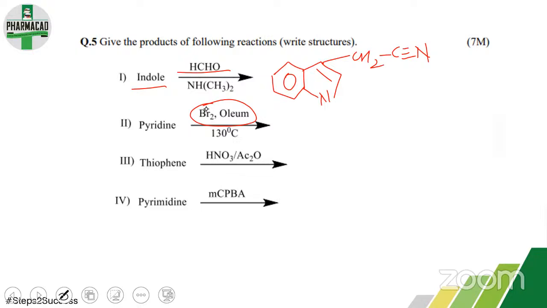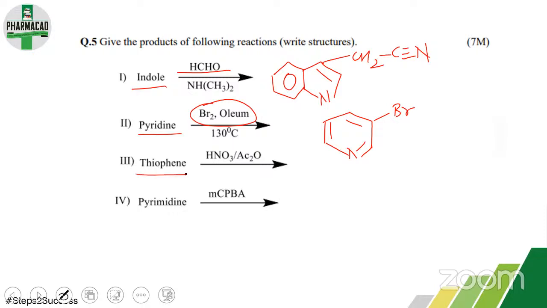Whenever we are adding bromine with oleum, with this pyridine, okay? So when we add this, the bromination will occur on which position of pyridine? Okay, so it will occur on this third position. Remember this thing.